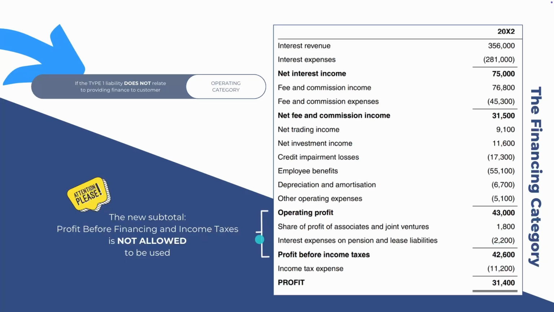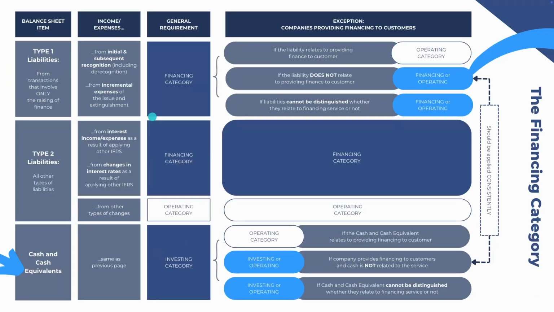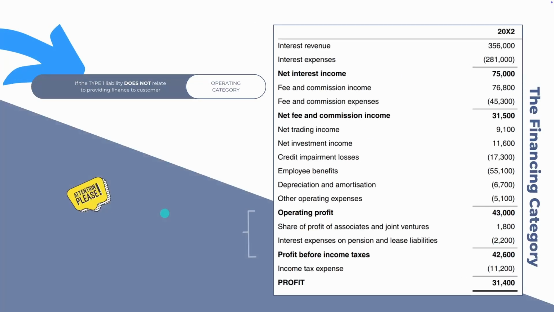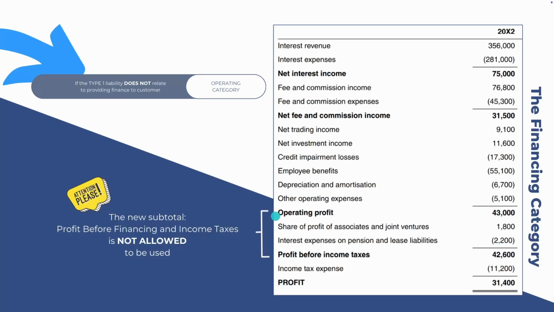You are not allowed, because it will be misleading to the users of financial statements, because you cannot say that this is the profit before financing and income taxes when you actually have a lot of financing income and expenses in your operating category, because you chose that option of putting in the operating category even those income and expenses that are not related to financing to customers, right? So that is the only thing that you have to remember on these options right here. So if you choose here operating, you're not allowed to have the second new subtotal. You have to just present the operating profit.